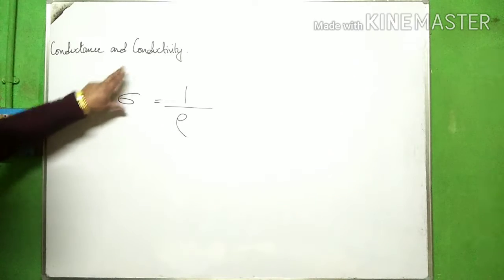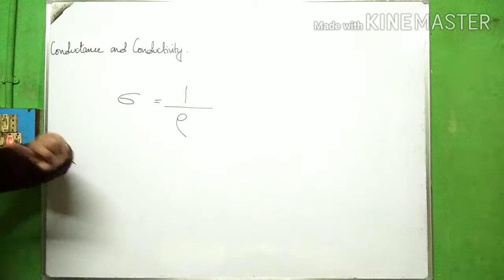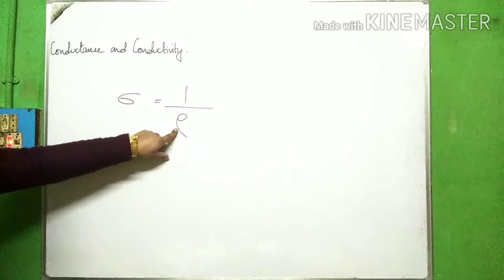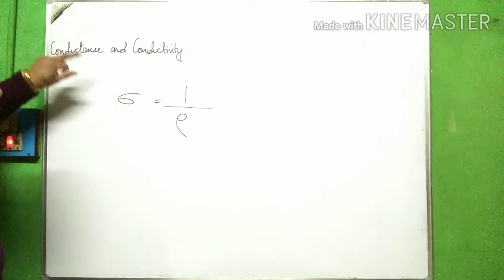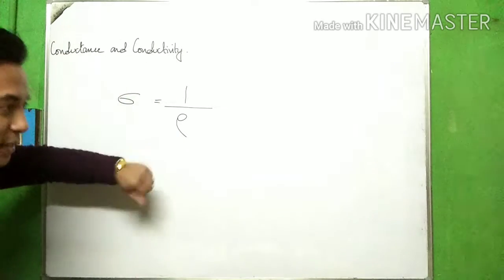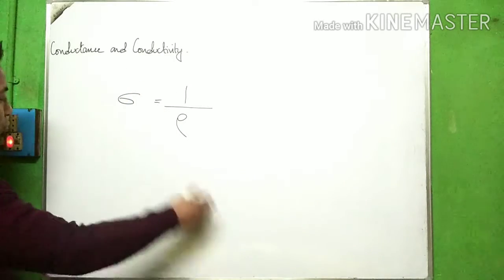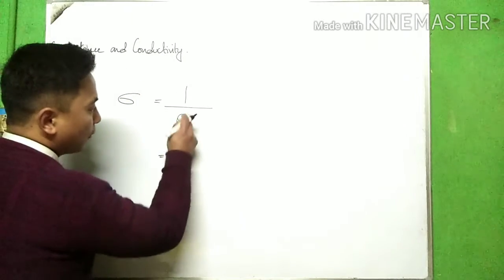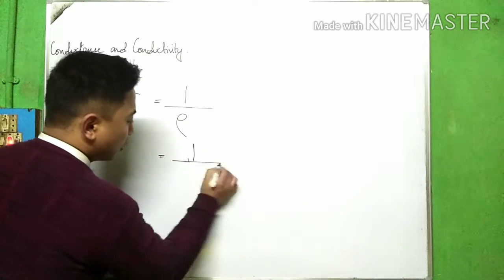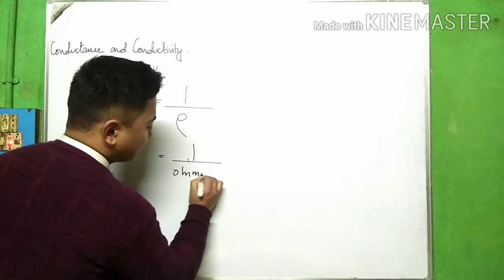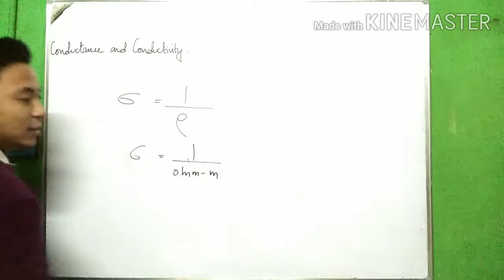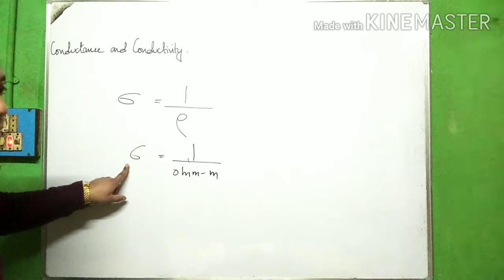So what is conductivity? It is just the reciprocal of resistivity. Similarly, conductance was the reciprocal of resistance, and conductivity is just the reciprocal of resistivity. Simple as that. So what is its unit? We know that the unit of resistivity is ohm meter. So what is the SI unit of conductivity?